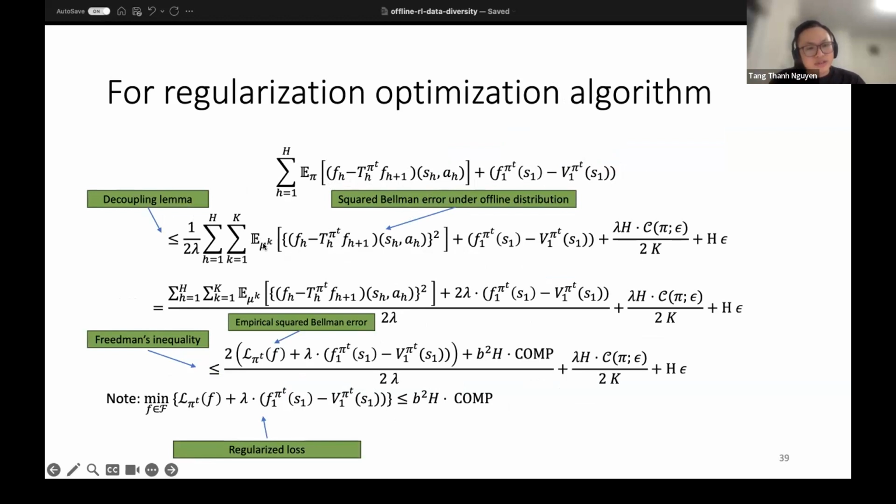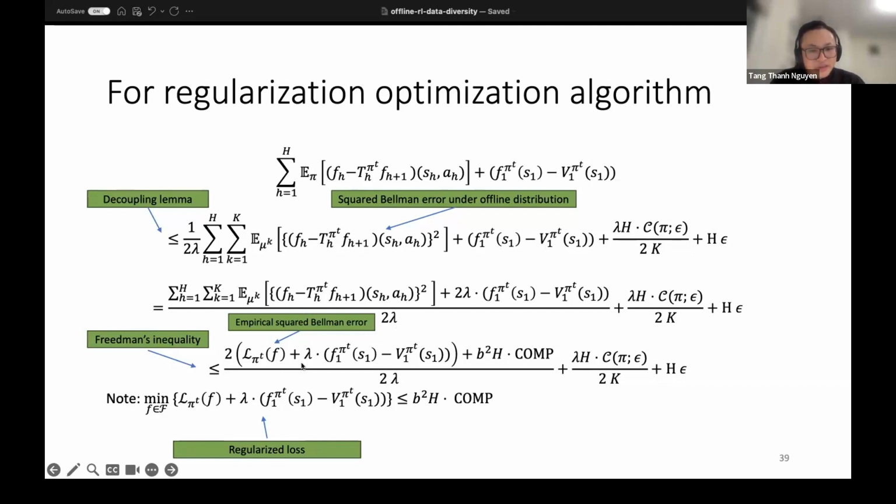The mu here is the offline distribution, and still we keep the same value gap as initial state. This is data diversity, some adaptive error h epsilon is accumulated over time step, and we rearrange it, and then use Freedman's inequality here. Then we translate the expected error into the empirical error.